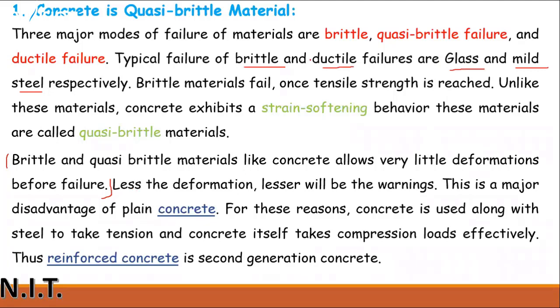The less the deformation, the lesser will be the warnings, because this deformation gives you warning. So as much as the deformation is less, the warnings will also be less, and people will not easily evacuate from the building. This is the major disadvantage of plain concrete. That's why the second generation of concrete, that is called reinforced concrete, is required.